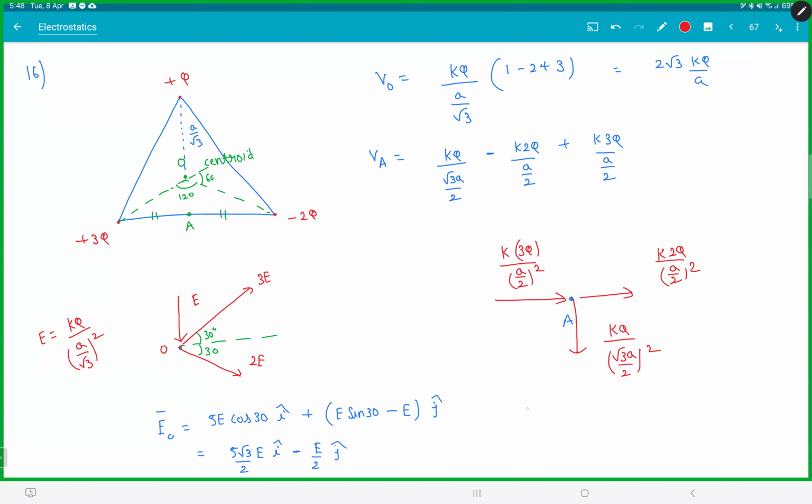So field at A will be, how much is this? A by 2, it will go up 5, 4, 20. So that is 20 KQ by A square I cap minus 4 KQ by 3 A square j cap. That's your answer.